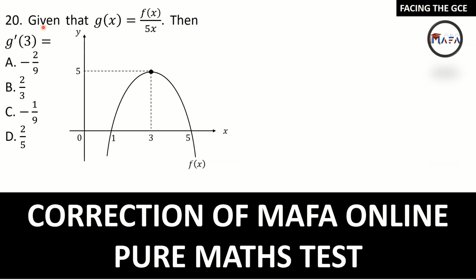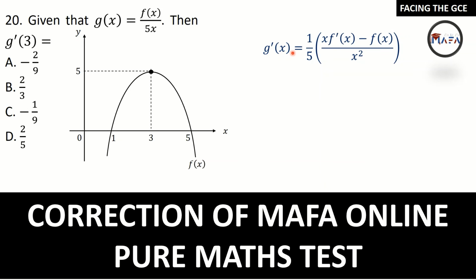So the equation reads, given that g of x is equal to f of x divided by 5x, then g prime of 3 is equal to, alright, so first I am going to get g prime of x before I get g prime of 3. Now since it's g of x, my graph, I have the graph of f of x, and then I can use the quotient rule here to get the derivative, that's to get g prime of x.